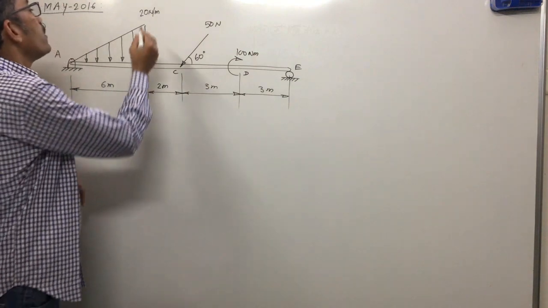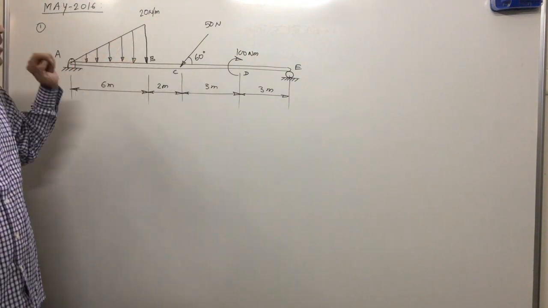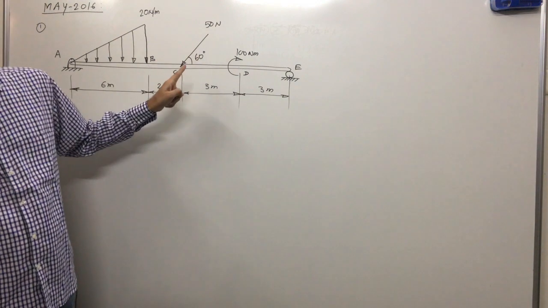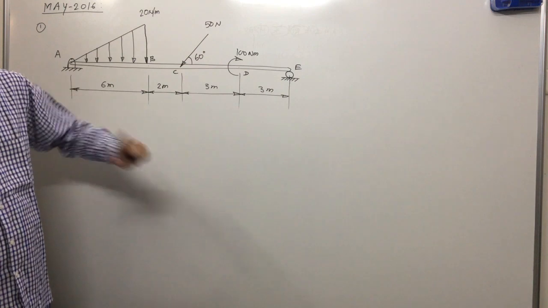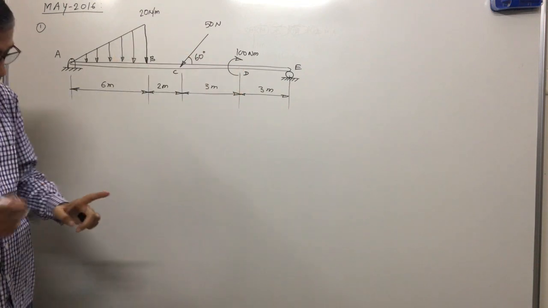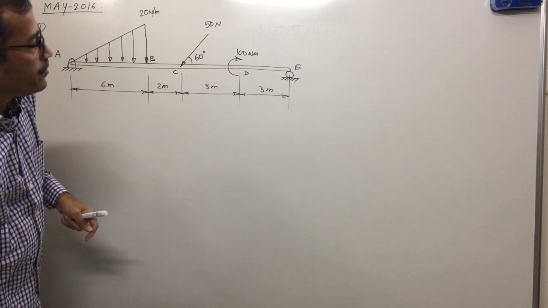Let me check whether all loads are properly represented. Yes, 20 Newton per meter, perfect. 50 Newton inclined at 60 degrees. 100 Newton meter clockwise, and the support is a roller support. Okay. What is the first step in solving any problem?